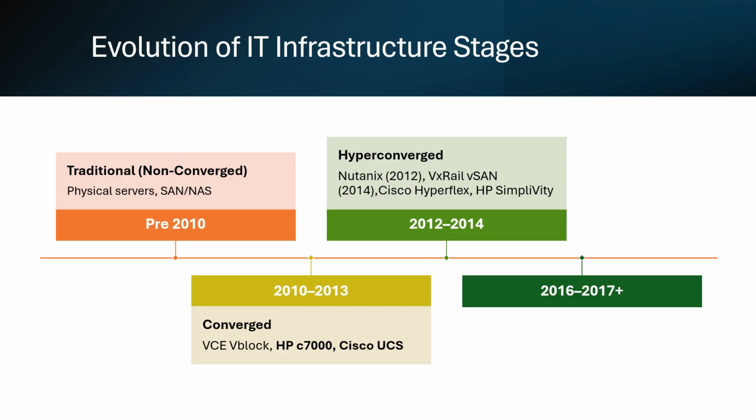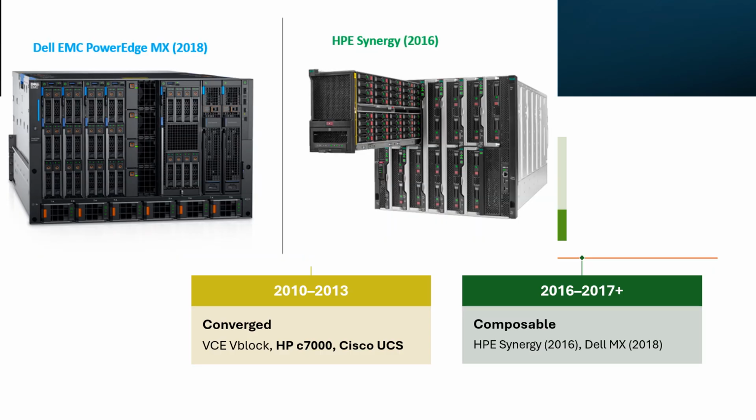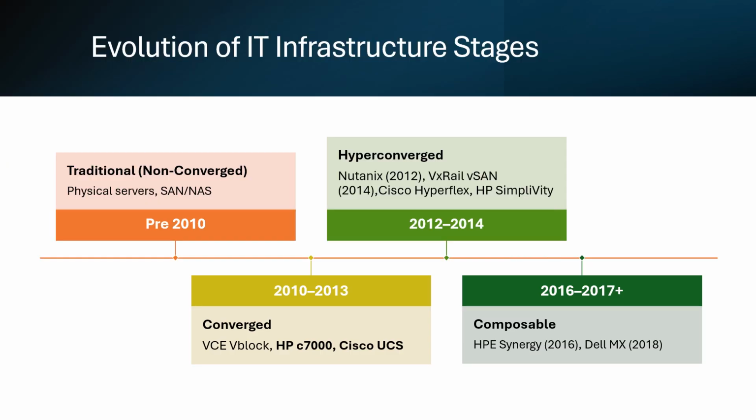Lastly, from 2016 onwards, we entered the world of composable infrastructure. Solutions like HPE Synergy, Dell MX. Here, everything, compute, storage, and network, is pooled and exposed via APIs. You can dynamically assign resources to workloads, great for cloud-native apps and DevOps. VxRail works differently from composable systems, but when used with VMware Cloud Foundation, it can offer similar flexibility and automation.